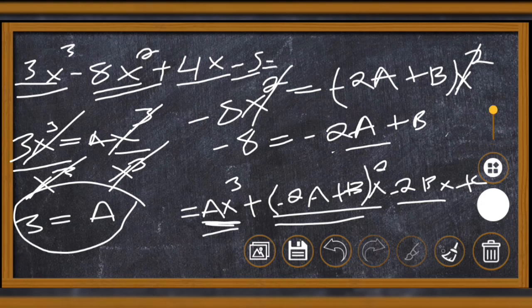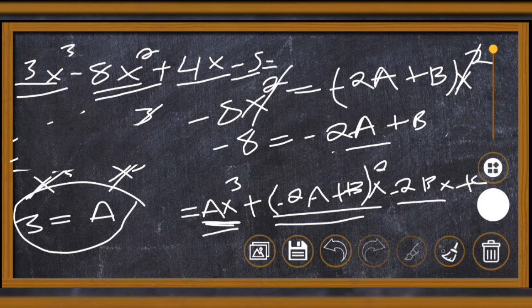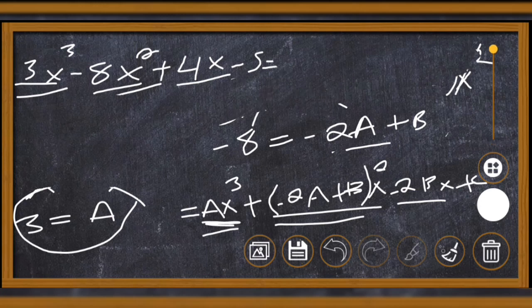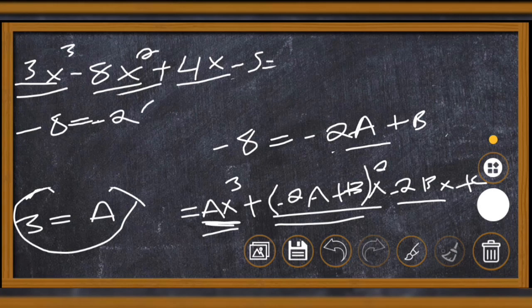So in this case, let me just wipe this part here. I won't rub these others because we need them. I'll just rub whichever part is not necessary. Even this top part here, we have already used it. So in this case, let's now replace where there is a with 3. So we are going to have negative 8 equals negative 2, where there is a, there is 3, plus b.